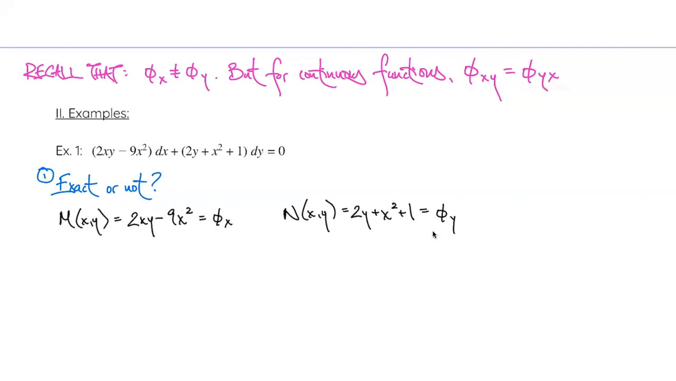So here's how we're going to do this. We found our partial x and our partial y. For the partial x, I'm going to take a derivative with respect to y to get partial xy. And then I'm going to take my partial y and take a derivative with respect to x, and I'll get partial yx. If these two are equal, then we have an exact equation.